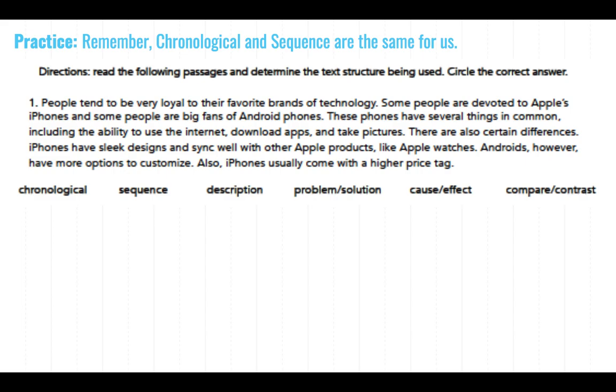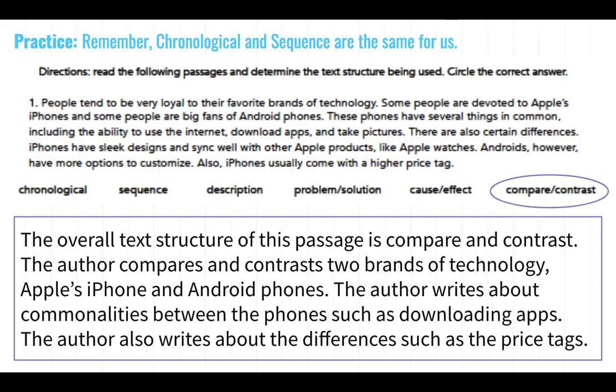When you're completing this independently, go ahead and circle which text structure you think this is. Remember, for us, chronological and sequence are going to be the same type of text structure. Did you get it correct? This is a compare and contrast text structure. Here's a short interpretation using evidence to support why I know this is a compare and contrast text structure.